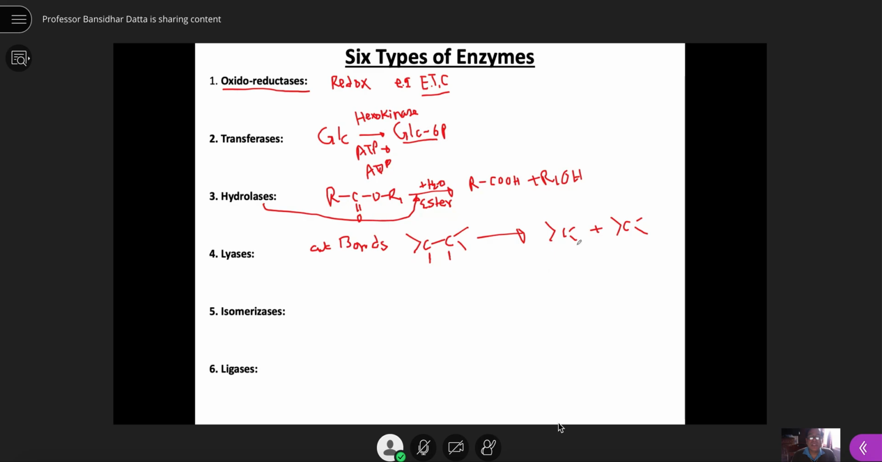Have you seen this kind of reaction? Probably you did. Let me refresh your memory. It's aldolase. Remember the glycolysis? Aldolase basically cuts the carbon-carbon bond. It can also cut carbon-nitrogen bond, carbon-hydrogen bond, carbon-oxygen bond, carbon-sulfur bond, anything. When they cut those kinds of bonds, those are lyases. Next, isomerases.